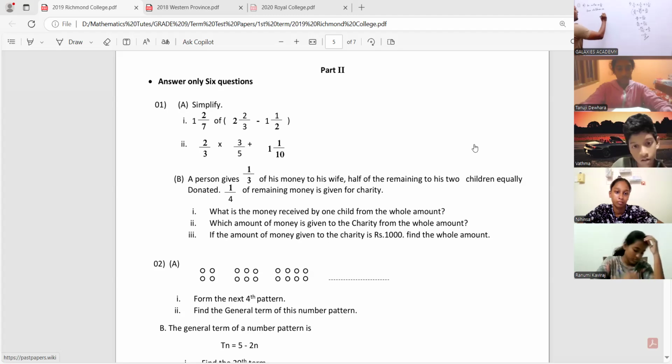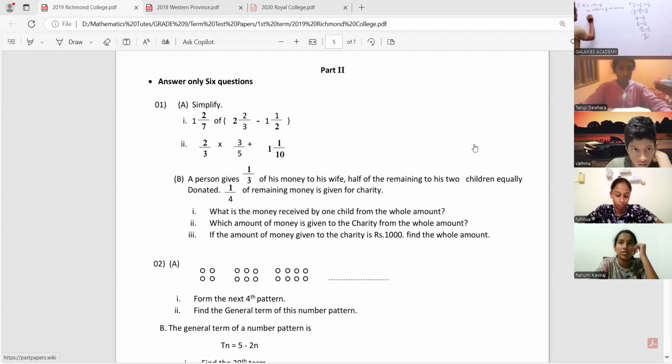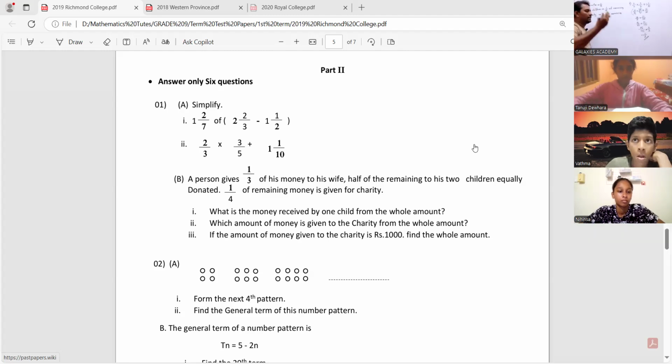Two children, half of remaining. Equally given to both. 1 over 4 of remaining money is given for charity. Right? 1 over 4 of remaining. Remaining means after he gave to the wife and 2 children. After giving to those three, from the remainder 1 over 4 is given to charity.